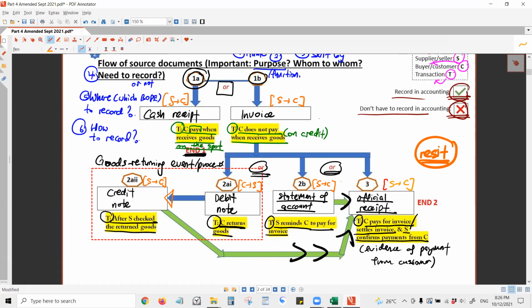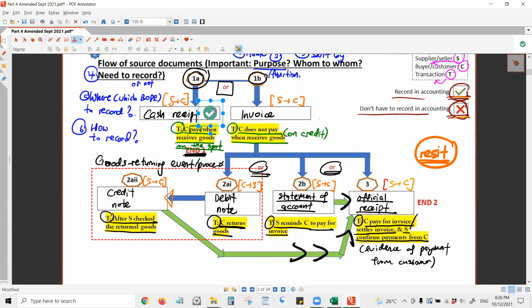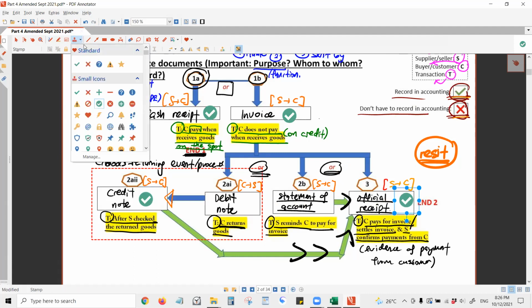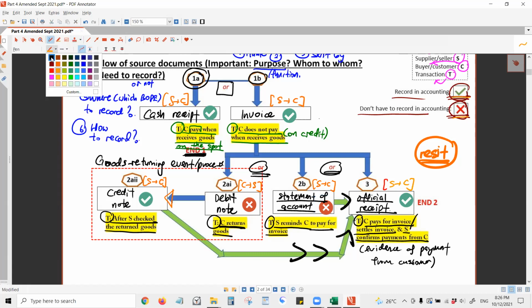And the next thing I want to mention is, now let's make use of the green tick and red cross. We put the green tick or the red cross next to each and every document to indicate whether you have to record them or not. Follow me. This one you have to record. This one, this one, this one. Only 4 of the 6 documents presented here. This one don't record. This one don't record. Of course, I'll explain to you why we don't have to record the 2 documents here.